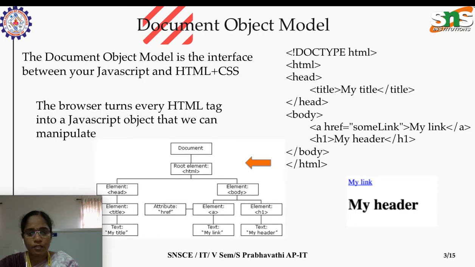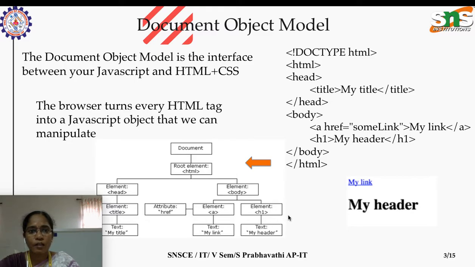So the HTML document is visualized by the DOM by means of a tree structure. The body is an element, and inside the body we have two more elements, an anchor element and a header element. The anchor element has the attribute href, and it has text content, my link. And we have the header whose text content is my header. So this HTML document is visualized as a tree structure using the DOM.